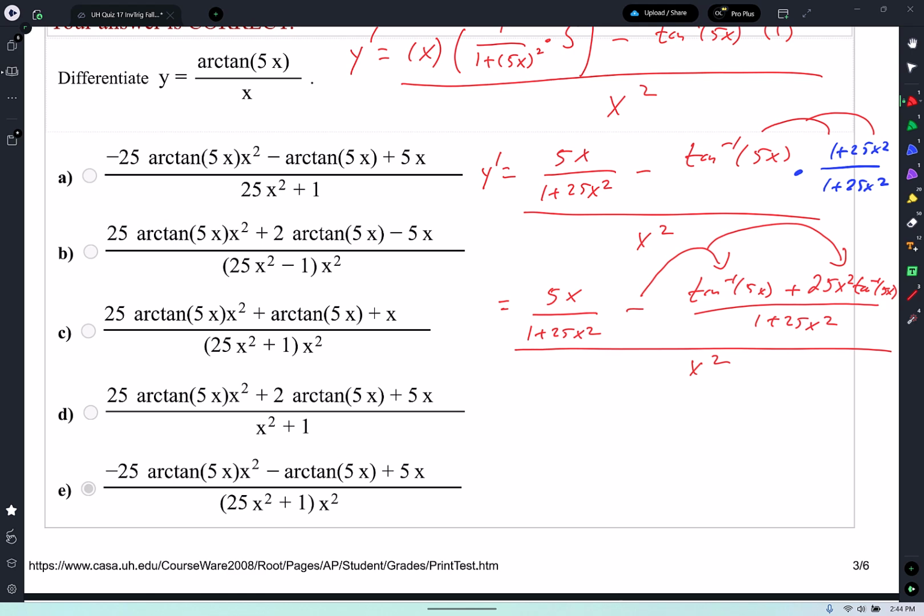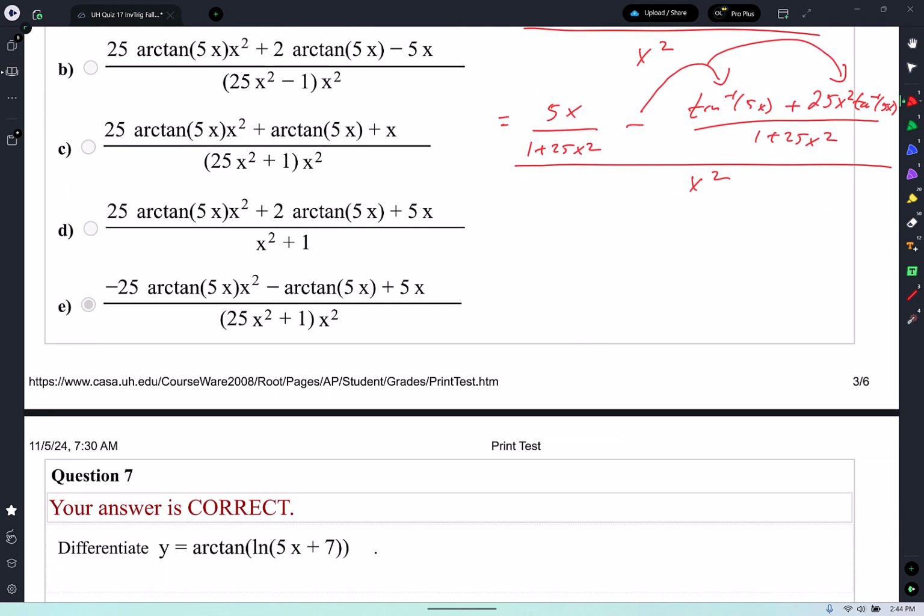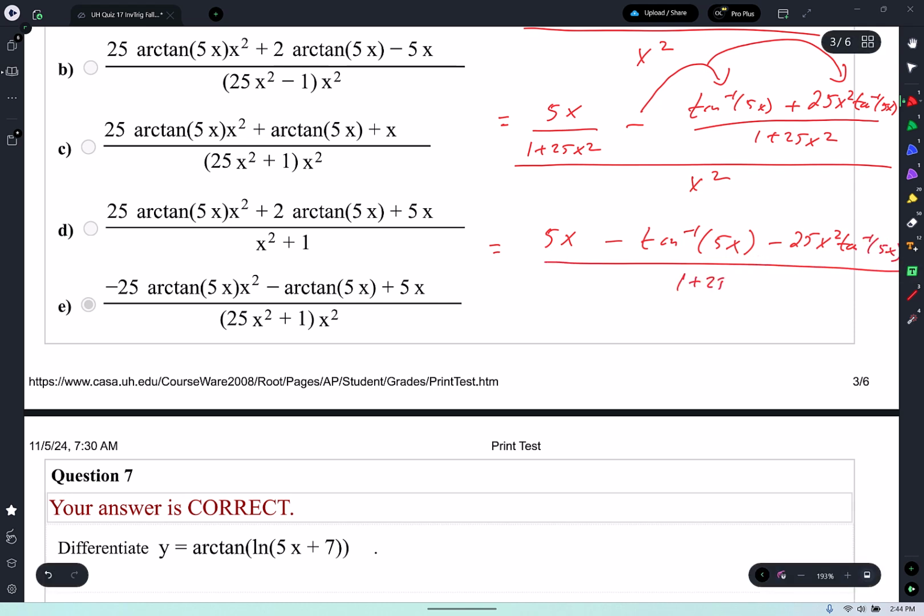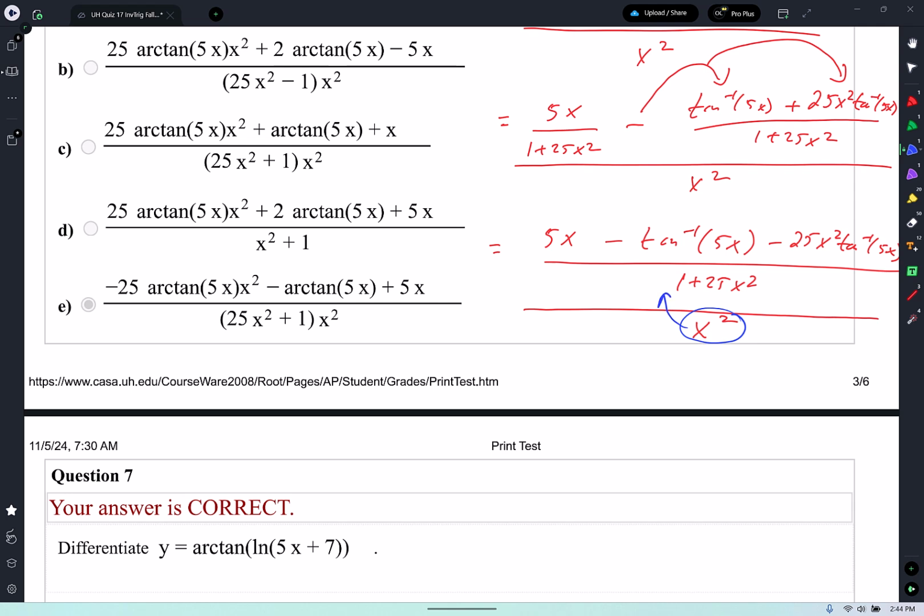And I'm going to keep change flip. Do you want me to do it in 2 steps or 1 step? 2? Okay, 2. So 5x minus arctan of 5x minus 25x squared arctan of 5x. All that is over 1 plus 25x squared, and all that is still over x squared. Yeah, I was going to do it in 1 step, but you guys told me 2. All right, keep change flip. So that means this guy is going to go right next door to that. When you do that, insert parentheses, because some of you have a bad habit of not putting parentheses, and then that's going to change your answer completely.